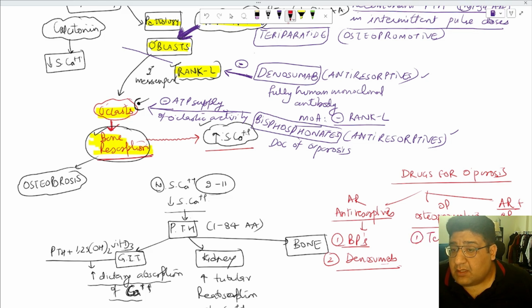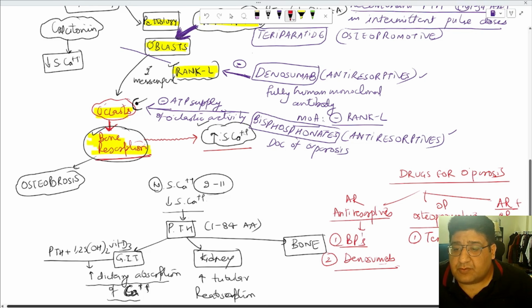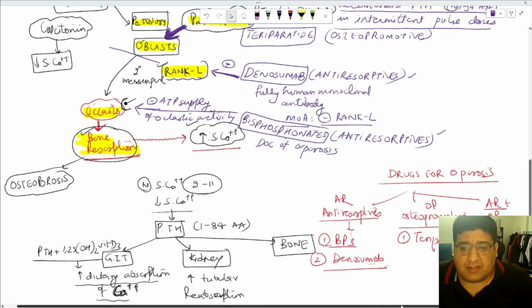Can anybody tell me which is that drug which is acting as a dual therapy? Although we don't use it clinically, that drug is what is called strontium ranelate. It has been found to be quite nephrotoxic. That's why most people don't use it. So this is a dual therapy.